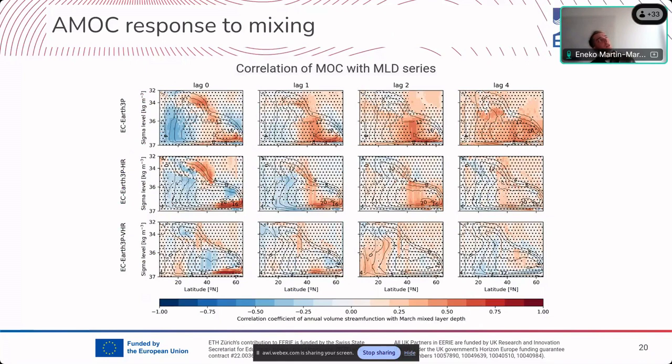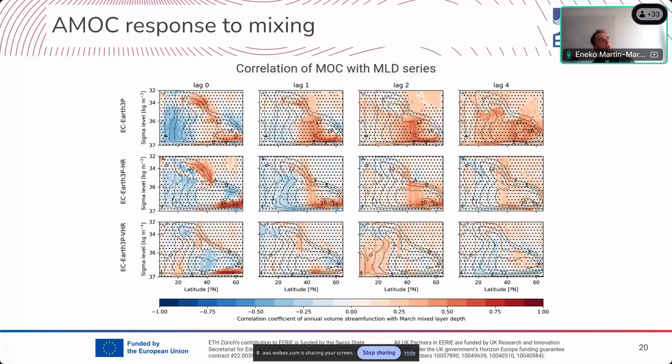In the case of the low resolution and also the middle resolution, the HR, we have more persistence in the signal. We can see between 45 degrees north and 60 degrees north, and also densities of 36.8, this positive anomaly, which is significant, and which lasts for 2 years, almost 4 in the case of low resolution. But in the case of the very high resolution, this anomaly produced by the mixing doesn't last so long.